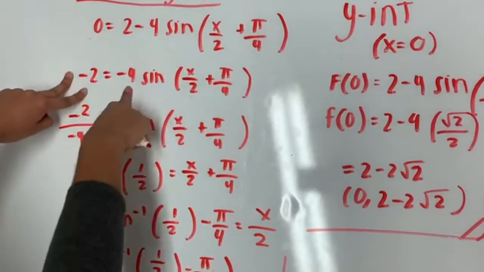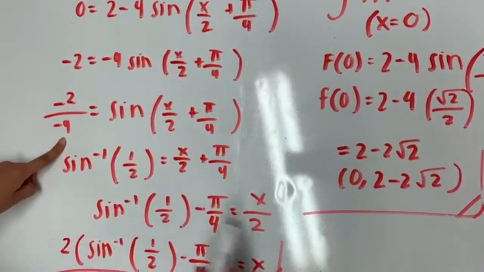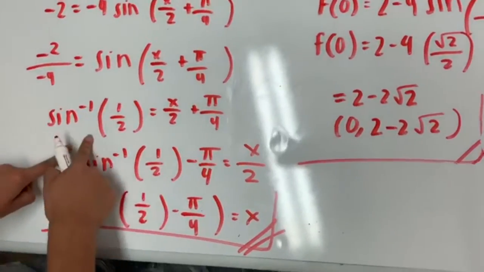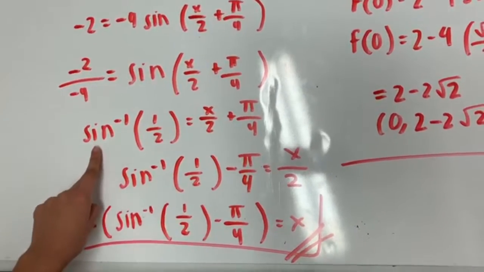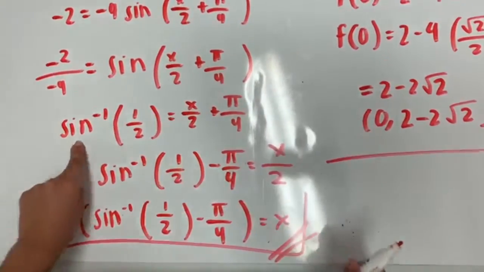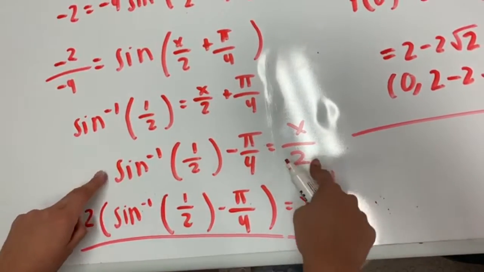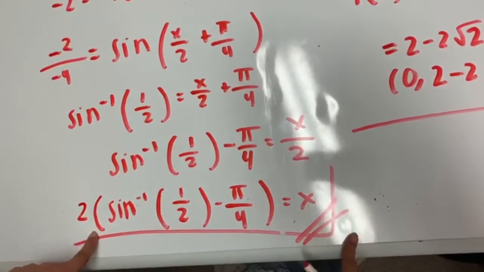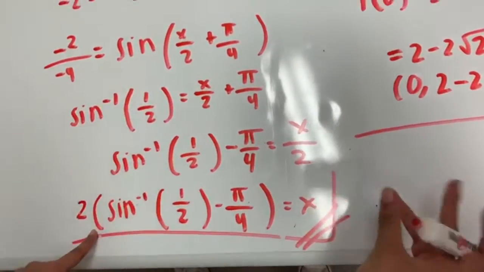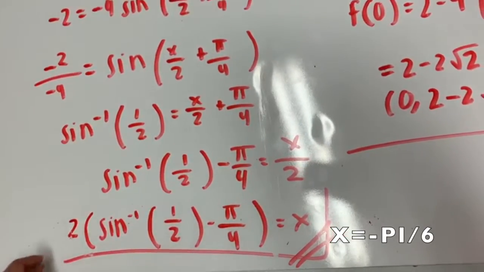Then we have to pass this minus 4 dividing, and we are left with this. And then we have to use the inverse sine to the other side, so we are left with this. And then you have to pass this pi over 4 subtracting, and we are left with this. And then we have to pass this 2 that is dividing, multiplying, and this is our x. So if we want to find the exact value of this, we can insert this on the calculator.